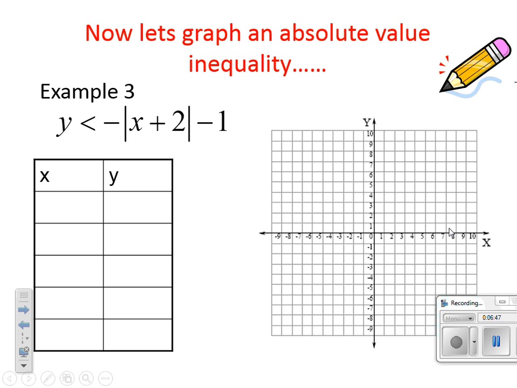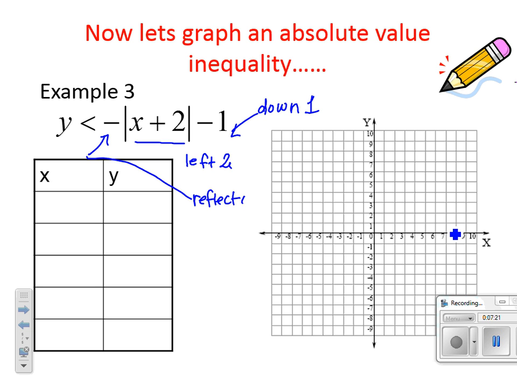Now we could use a table. Many of you like the table, but we could also use our transformations, or our shifting, that we learned today in class. So let's talk about all the transformations and all the shifting that's happening. This says we're going to move left 2. This guy says we're going to move down 1. And this negative says we are going to reflect over the x-axis. So it's going to be upside down.